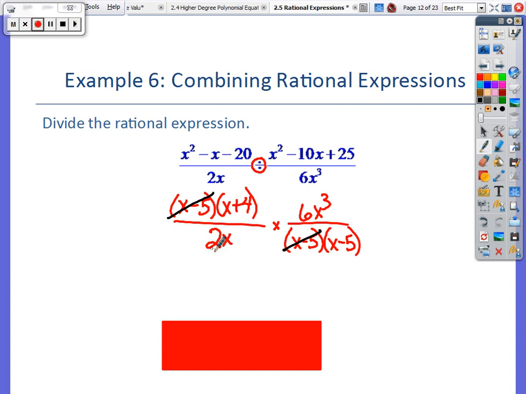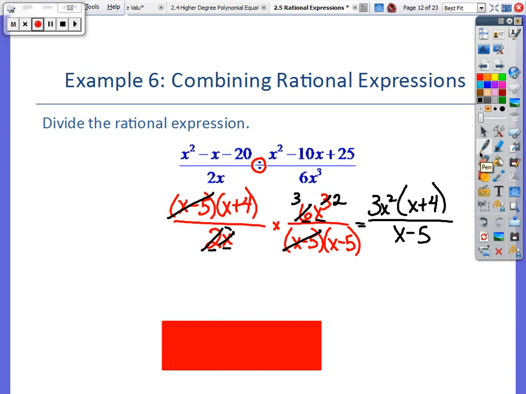There's no other x minus 5s. However, 2 and the x are both factors. 6 and the x cubed are both factors. So I can cancel the 2 and the 6, leaving me with the 3, and leaving me with the 1 down here, and I can cancel this 1x with one of those 3, leaving me with 2 x's there. So I actually have 3x squared there, and I have x plus 4. So I have 3x squared and x plus 4. And then on the bottom, this whole thing's gone, so it's just x minus 5.